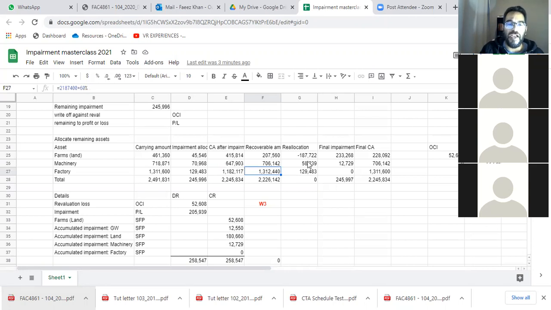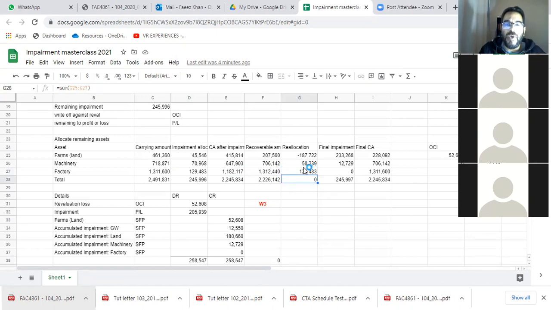So we did the reallocation. But before you finalize the reallocation, you need to ensure that the reallocation is not more than the initial impairment allocation. So this was 58,000. The initial impairment allocation was 70,000. So we were happy. In this case, the reallocation came to 130,000, but 130,000 exceeded the initial impairment allocation of 129. Therefore, we needed to limit it to the initial impairment.